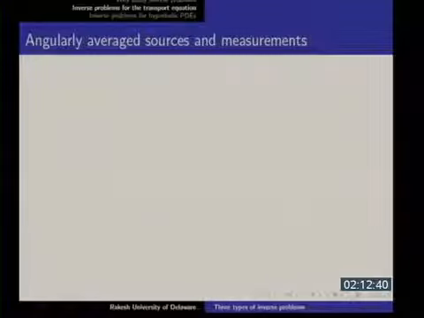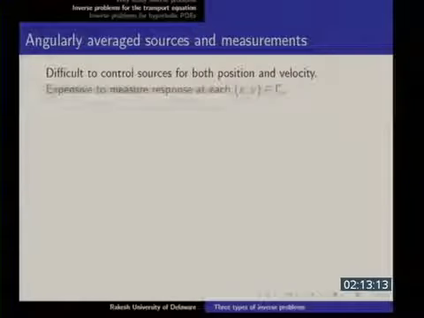So probably a more practical question would be, suppose you're not allowed to make up arbitrary sources depending on arbitrary directions, but there was some sort of restriction. And you couldn't measure in all outgoing directions, you could only do some sort of an average over the directions. So that's a lot less information. You're not allowed to put input in every possible direction. Then what can you recover? So here is one formulation. There are other formulations if you read the survey paper.